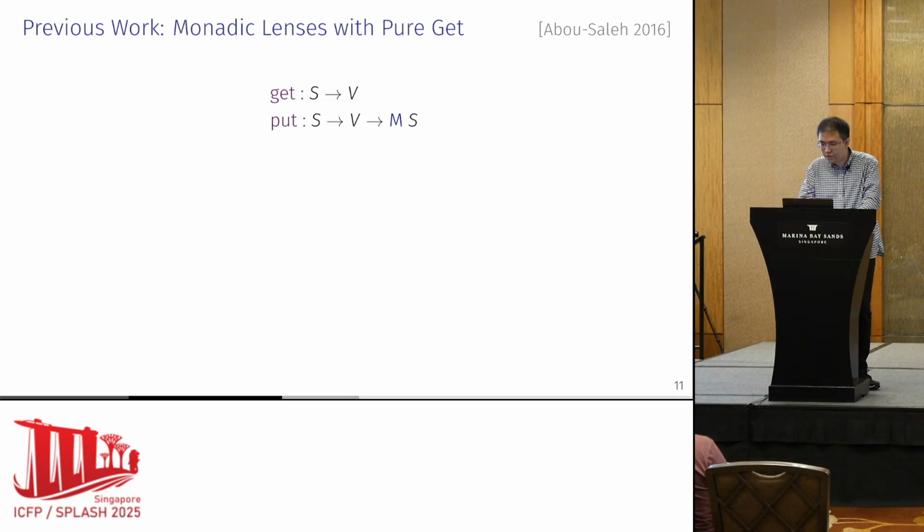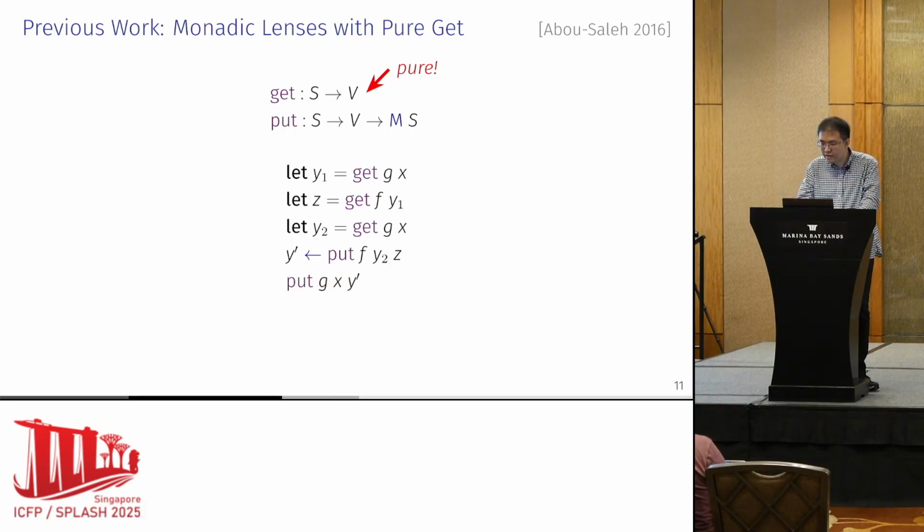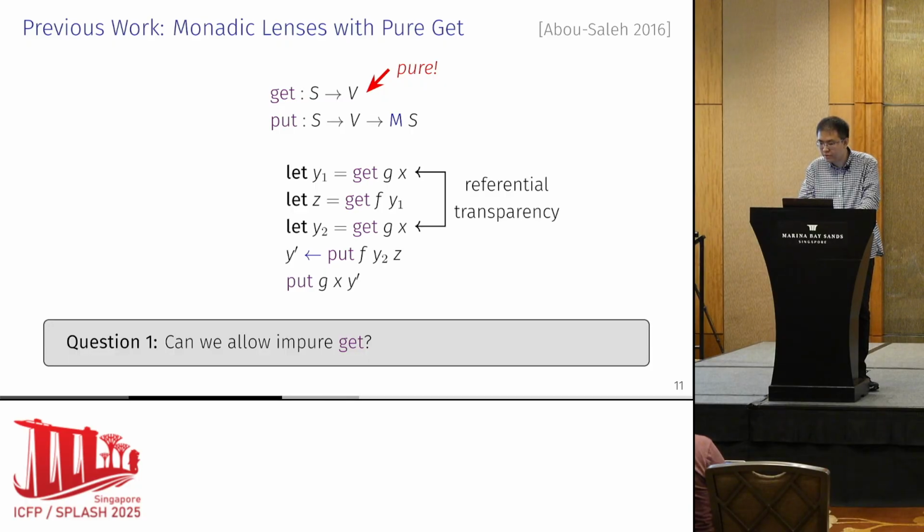So in the previous works, it is decided that the problem is that get is impure. So they make get pure by removing the monad M from get. And in this case, if get is pure, then due to referential transparency, we can just show that composition really preserves the round-trip properties. But that does not apply to our motivating example because we really want to use effects in both of our directions. So the first question is, can we allow impure get?